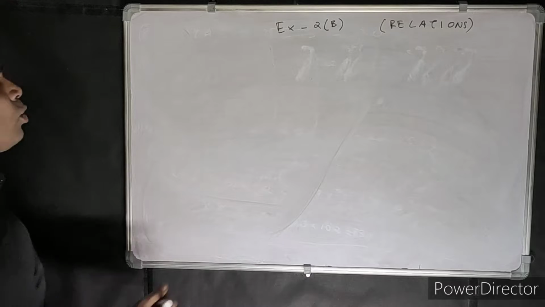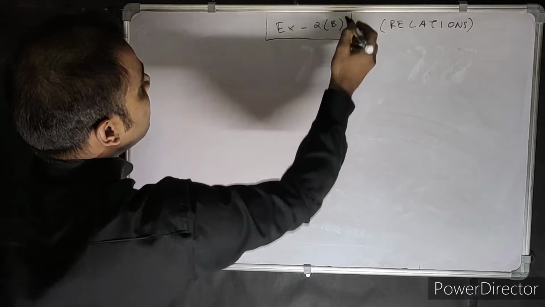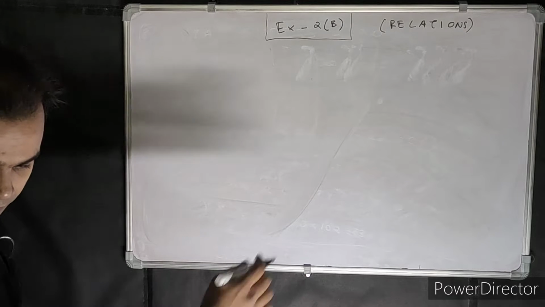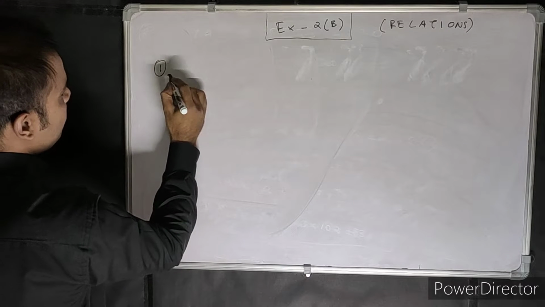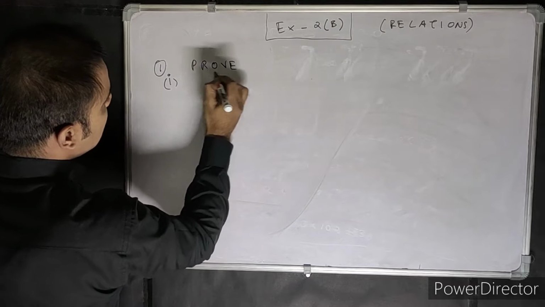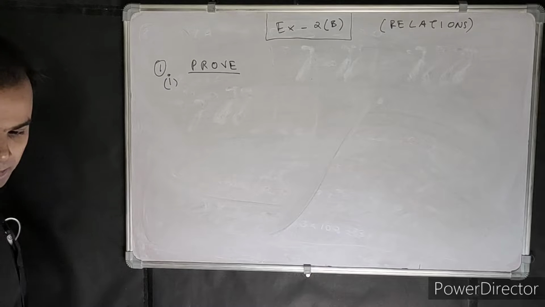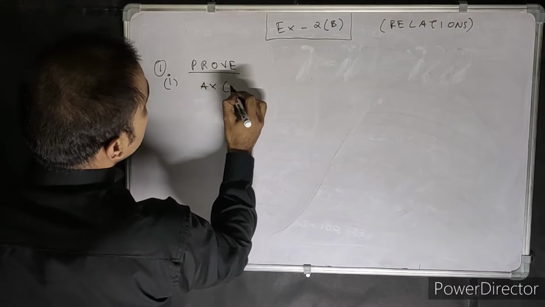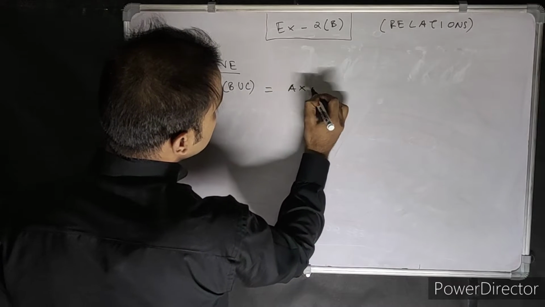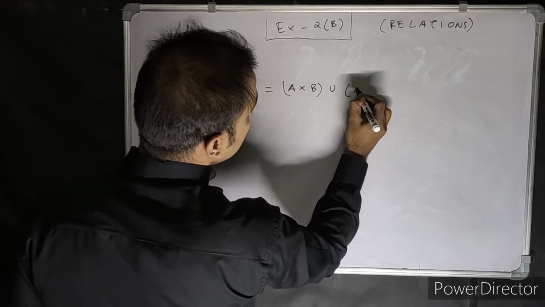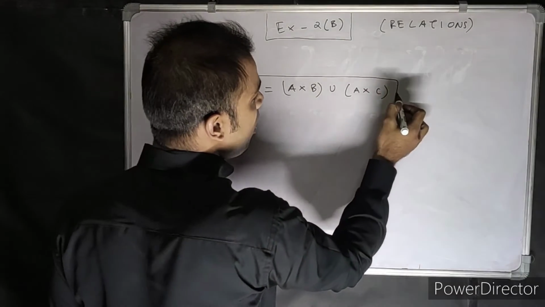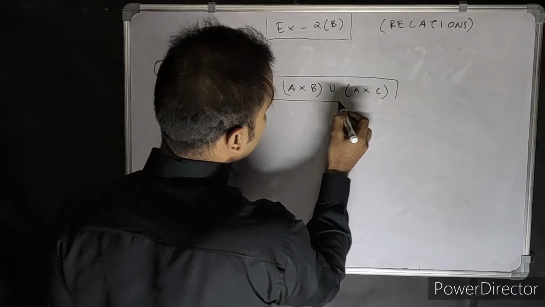So exercise number 2B in my book, whatever exercise it is in your book, please write it. Questions will be the same, don't worry about that. Question number 1 is proving, and there are 3 parts. This is the first part. You have to prove that A cross (B union C) is equal to (A cross B) union (A cross C). Put it in a box and keep it.